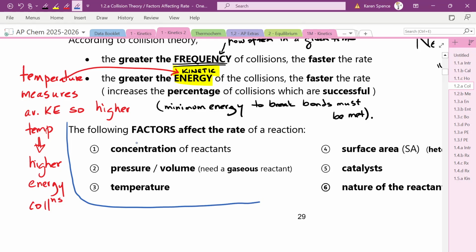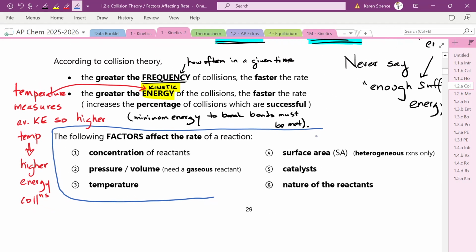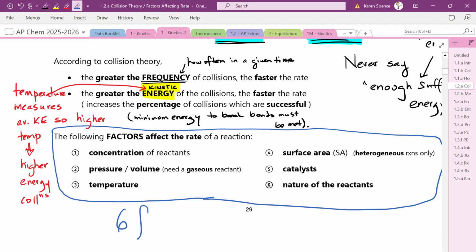These guys here, I should really put this in a box because it deserves a box, right? Because it's a little summary. There are 6 factors that affect the rate of reactions. 5 of them can speed up or slow down a particular reaction.